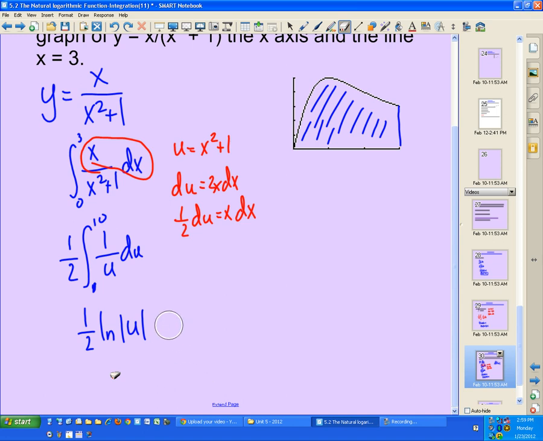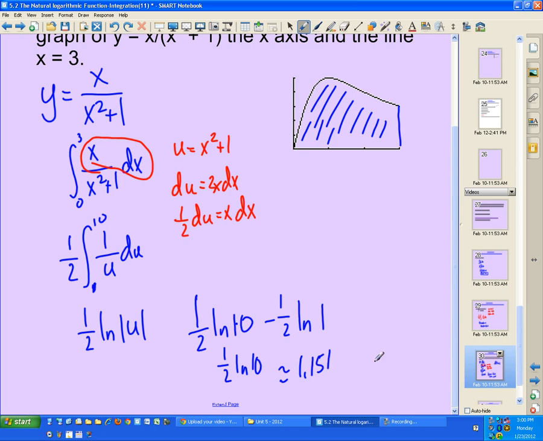I could have left it like that and said, oh, well, if I'm going to go from 1 to 10, I'm going to do 1/2 the natural log of 10 minus 1/2 the natural log of 1. Well, the natural log of 1 is our magic number that we get, which is 0. So it's really going to be 1/2 the natural log of 10, and this is 0 over here. So we get approximately 1.151 when we're asked to find the area of this.